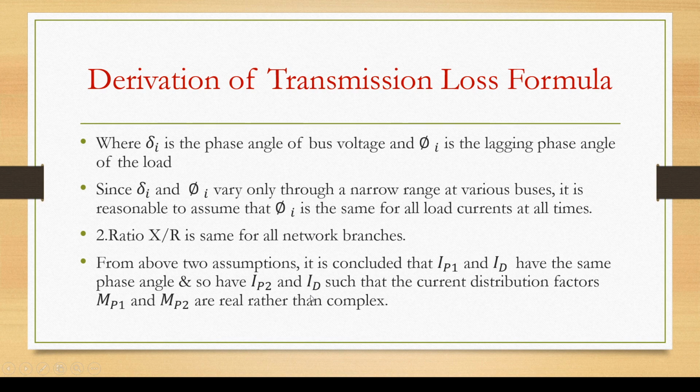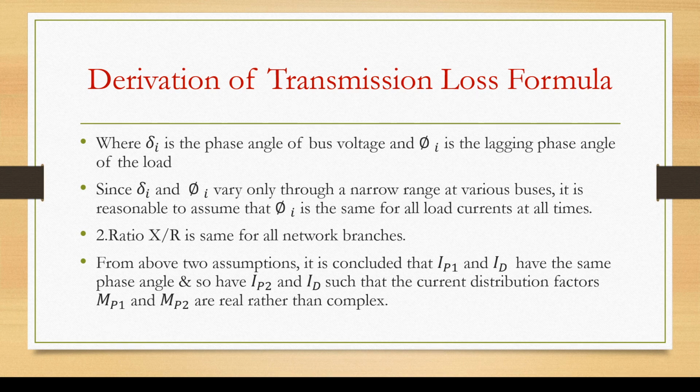So what is this delta I? Delta I is the phase angle of the bus voltage and phi I is the lagging phase angle of the load. Since delta I and phi I vary only through a narrow range at various buses, it is reasonable to assume that phi I is the same for all load currents at all times. Second assumption is that ratio x by r is same for all network branches.